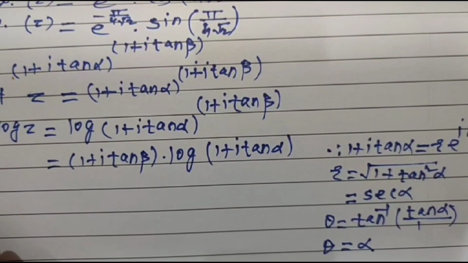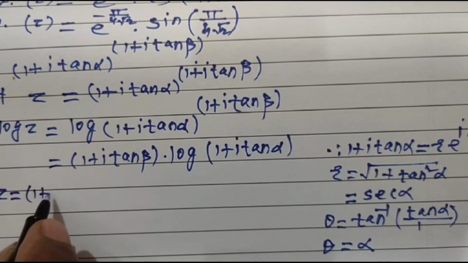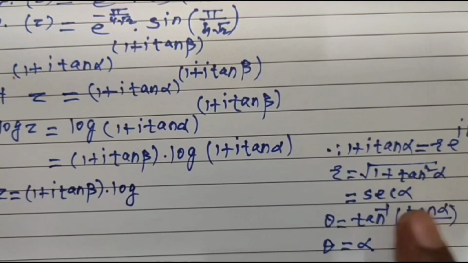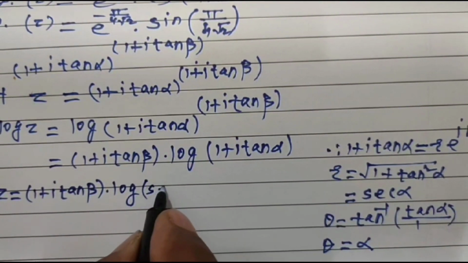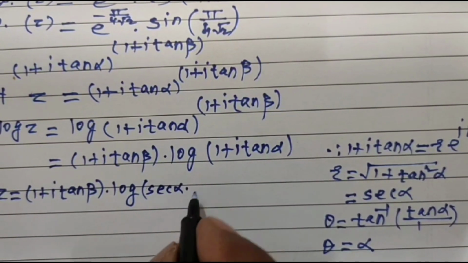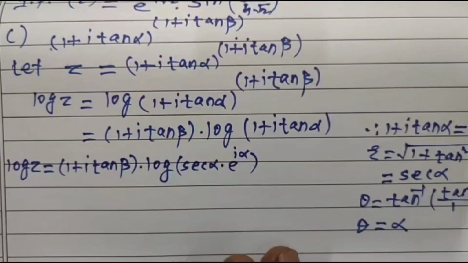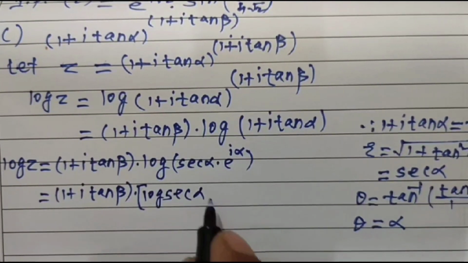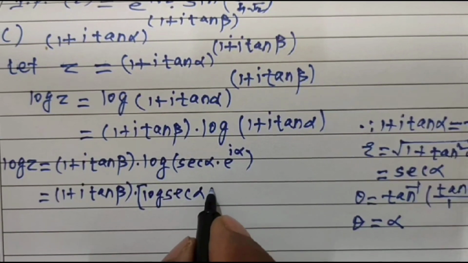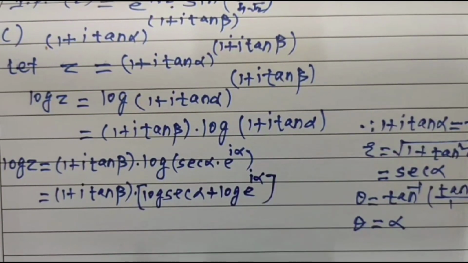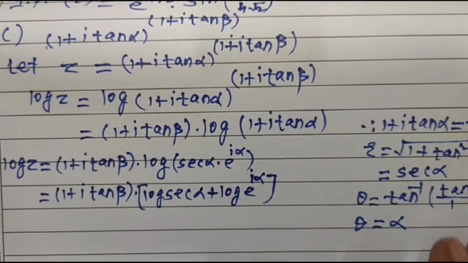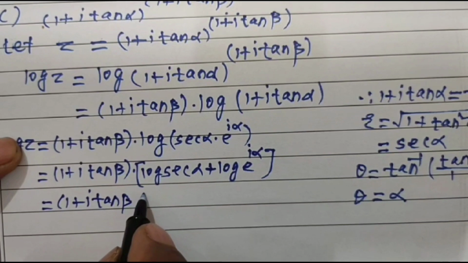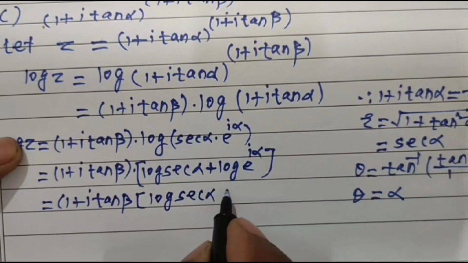Hence log z can be written as (1 + i tan beta) times the logarithm of r e to the power i theta, where r is sec alpha, so sec alpha into e to the power i alpha. So log z becomes (1 + i tan beta) times [logarithm of sec alpha plus logarithm of e to the power i alpha]. But the logarithm of e to the power i alpha is i alpha only. So this is equal to (1 + i tan beta) times (log of sec alpha + i alpha).